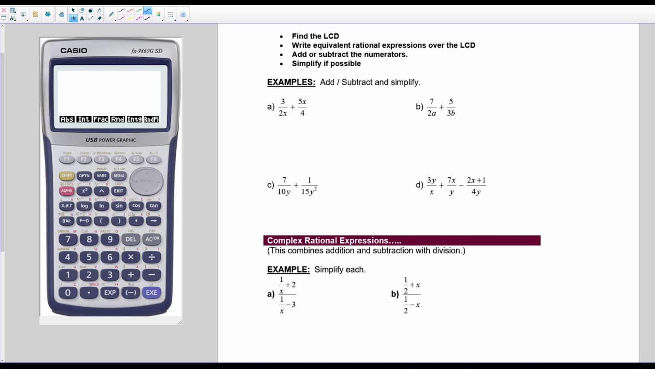Now, when it comes to finding the LCD of smaller numbers like 2 and 4, it's pretty quick for us to see that in this case, it's going to be 4. For 2 and 3, it's just going to be 6. But for something like 10 and 15, which is still pretty straightforward, we know it's going to be 30, we can actually use our calculators to help us out.